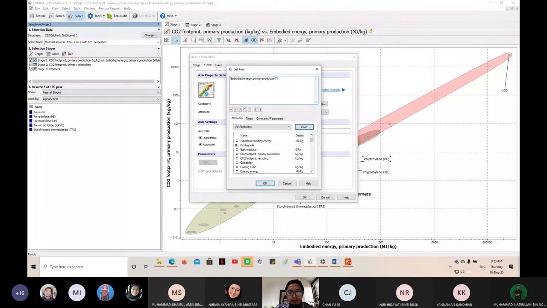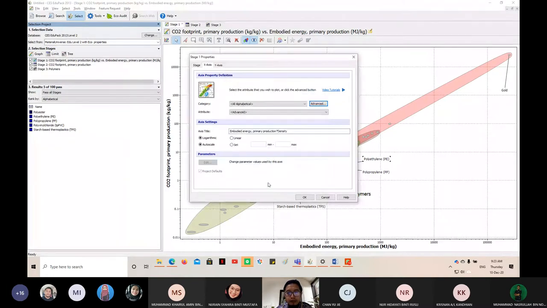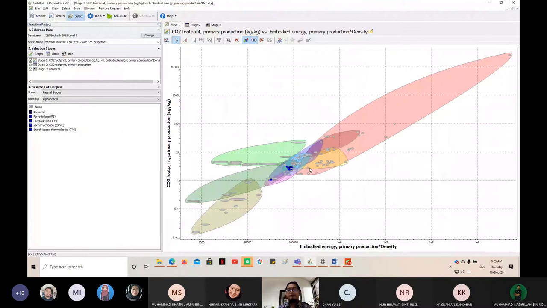So here, put on the asterisk, and then click on density. Click OK, and OK. So here you have the embodied energy of primary production times the density. This is how much energy we generate to produce 1 cubic meter. If you notice, it doesn't have a unit here. The reason is that the embodied energy, if you remember, previously had the unit megajoule over kilogram, and the density is kilogram over cubic meter. So if we multiply them, the mass cancels out.